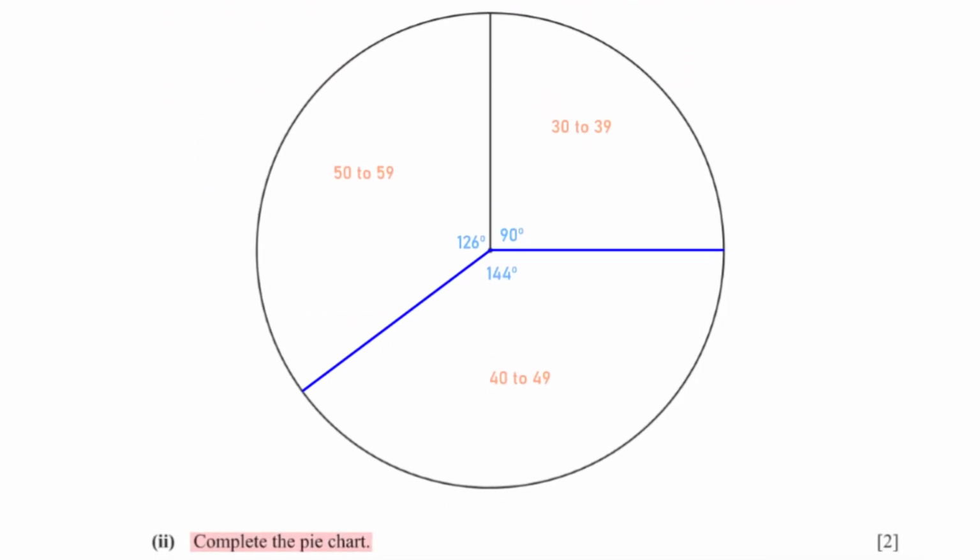Complete the pie charts. Using a protractor, we first measure an angle of 90 degrees for the number of students with a time between 30 to 39 minutes. Then we measure an angle of 144 degrees for the number of students with a time between 40 to 49 minutes. The remaining angle, which is 126 degrees, would be for the remaining students with a time between 50 to 59 minutes.